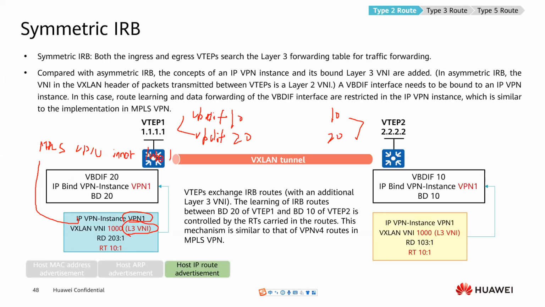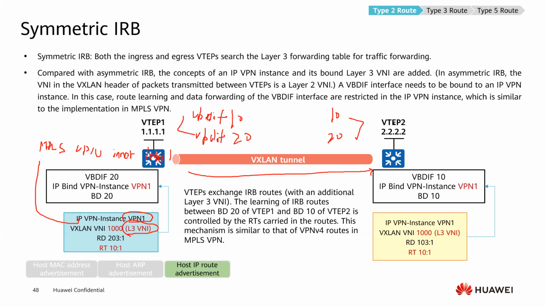All right. Now in VTEP1 and VTEP2, we have already bound those VBDIFs into the VPN instance. So it means if VTEP1 sends a packet to VTEP2, this packet will carry the MPLS VPN inner label. It is the Layer 3 VNI. All right. And VTEP2 has to receive this packet.